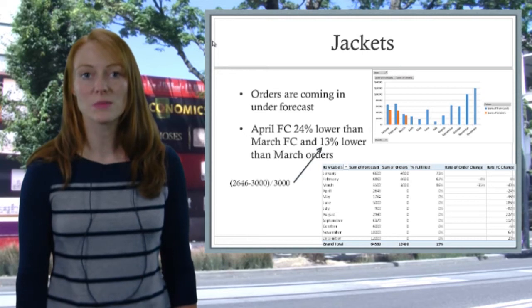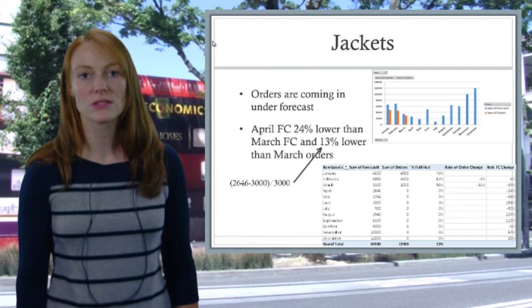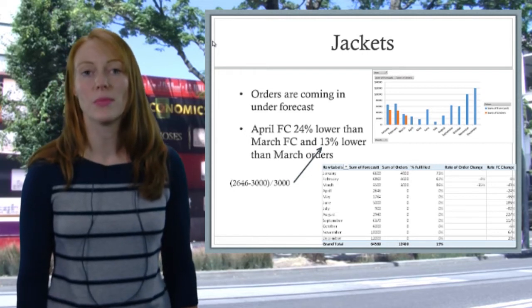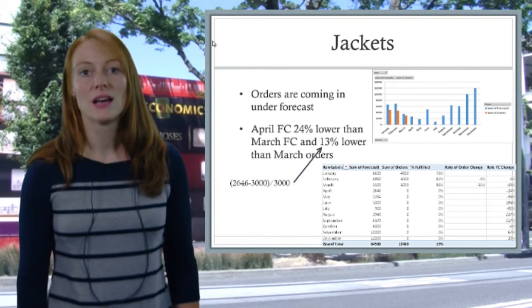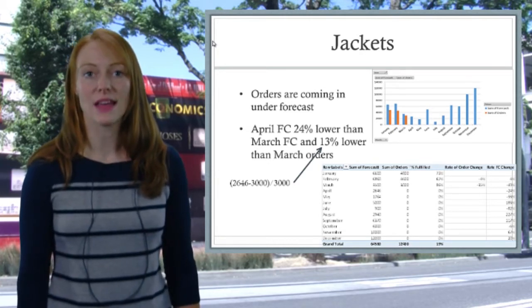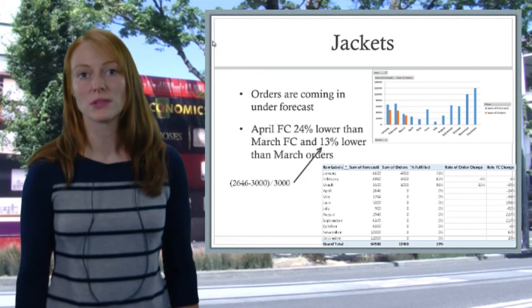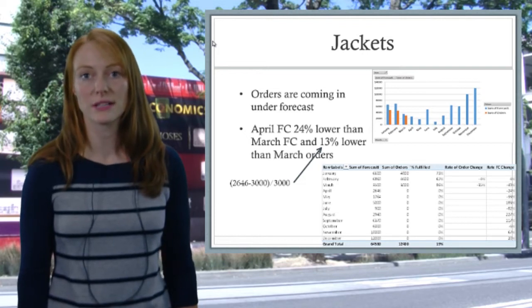How I'm finding that number is I'm taking my April forecast of 2,646 minus my 3,000 in orders from March, divided by the 3,000 of March orders. So at this point, I would be anticipating orders to come down 13% lower.